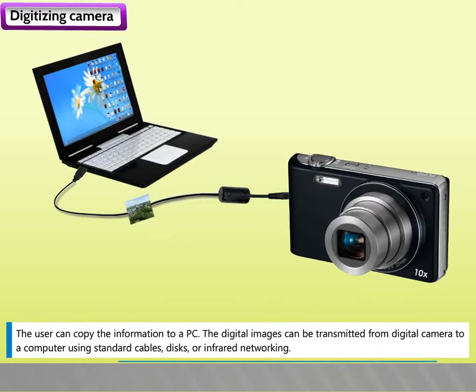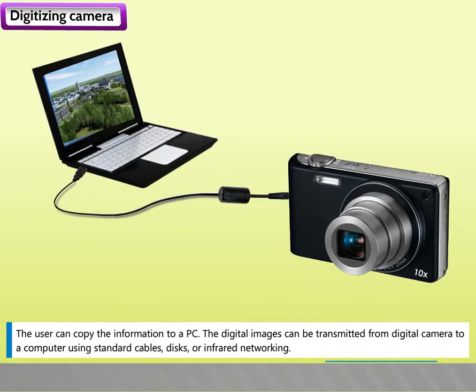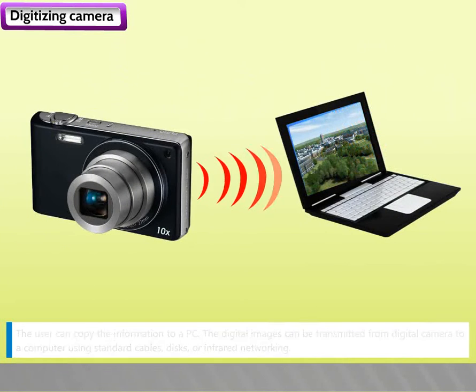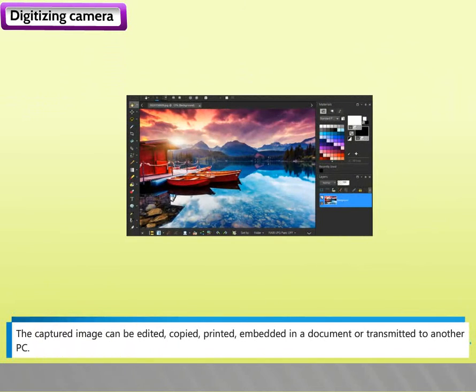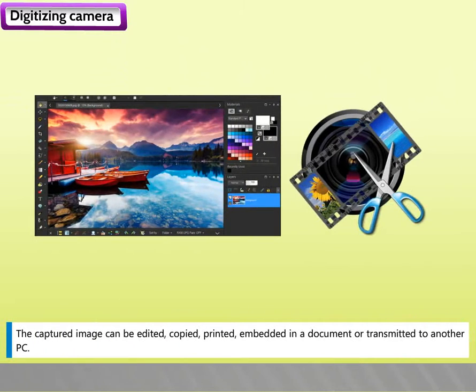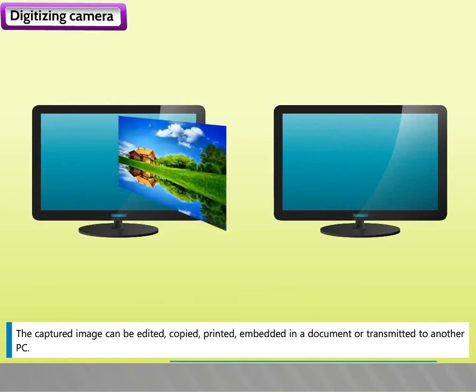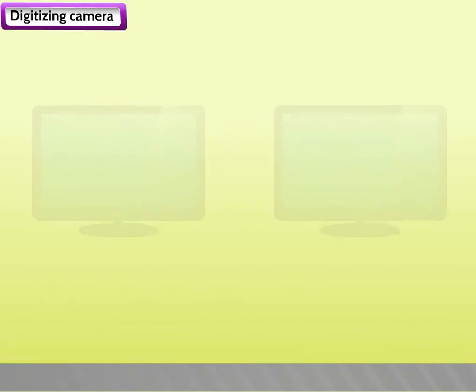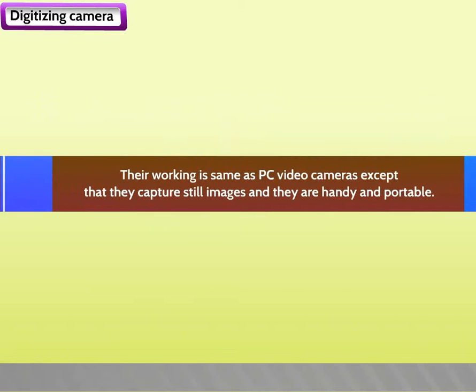The digital images can be transmitted from the digital camera to a computer using standard cables, disk, or infrared networking. The captured image can be edited, copied, printed, embedded in a document, or transmitted to another PC. Their working is the same as PC video cameras, except that they capture still images and they are handy and portable.